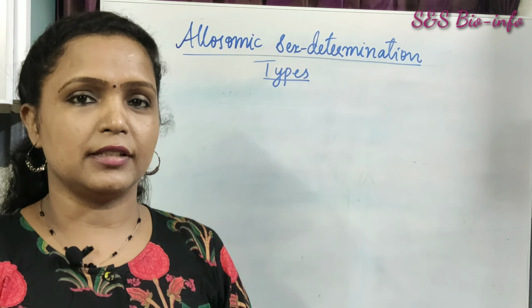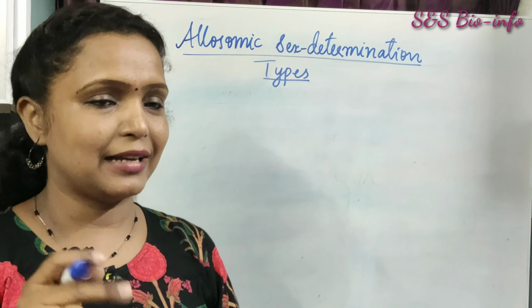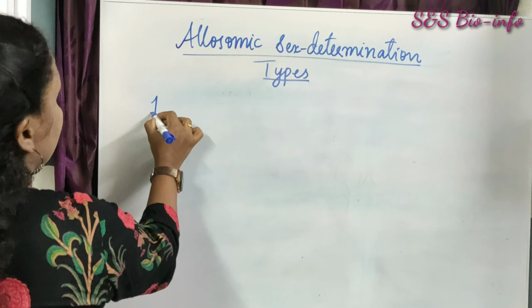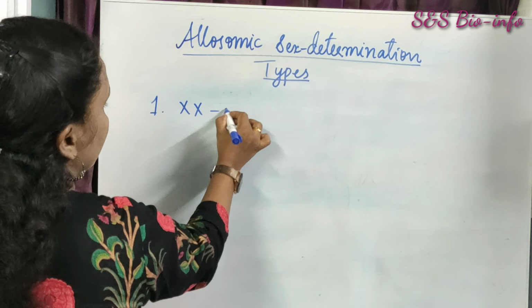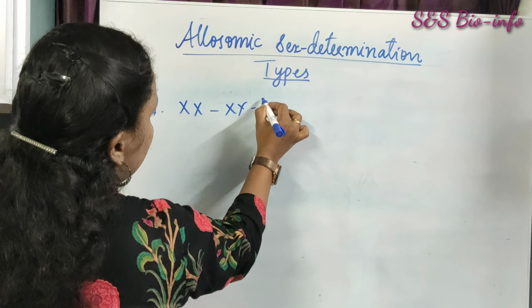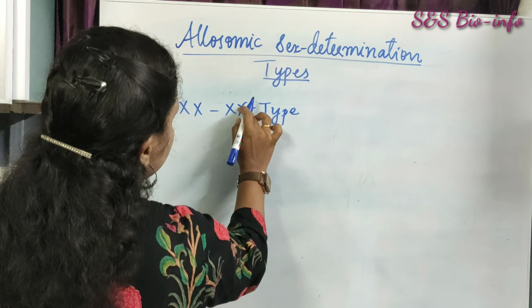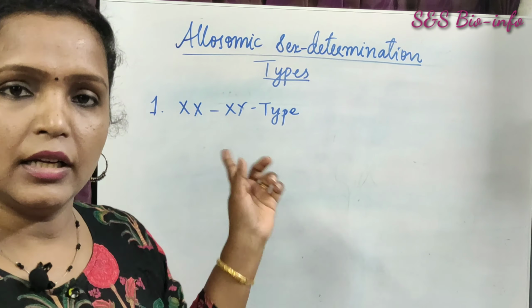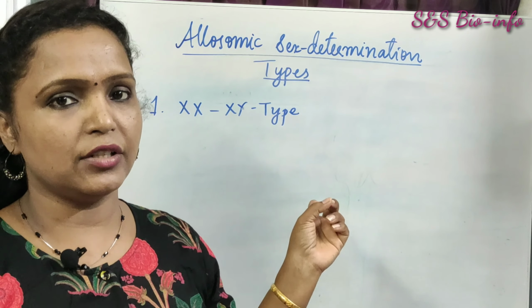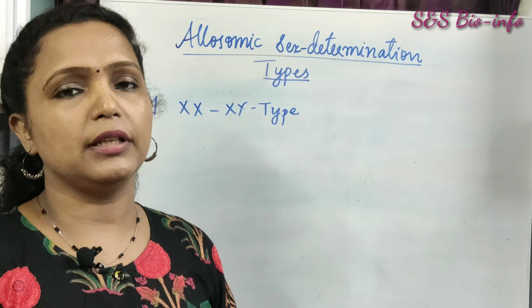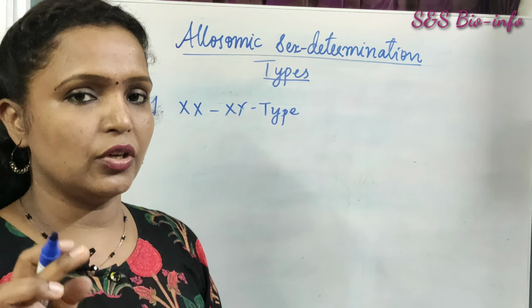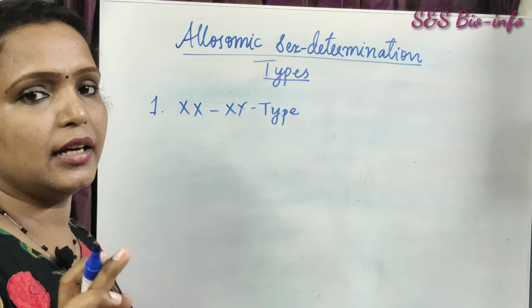The first type is XX and XY pattern. Number 1, XX XY type or XXXY pattern. This type of sex determination is seen in both human beings and Drosophila. So, examples: human beings and Drosophila.